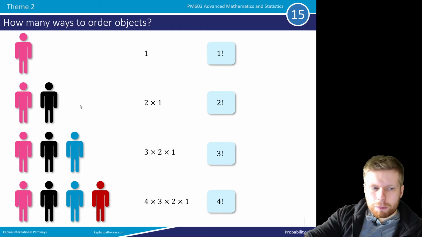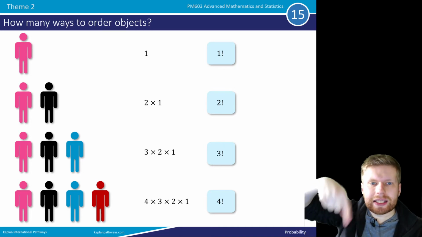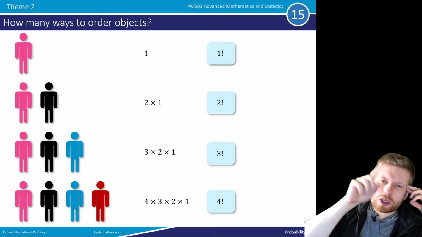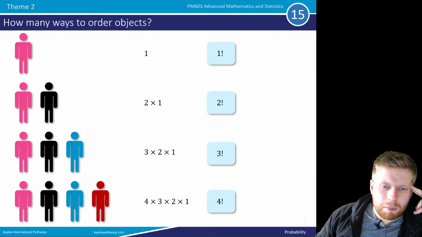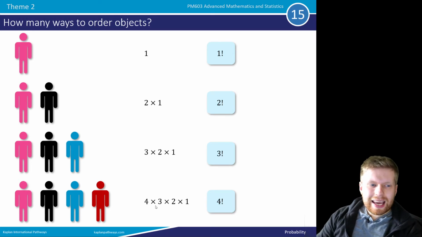So in general, n objects will just be n multiplied by n minus 1 times n minus 2, etc, etc, etc, all the way down. So you're just basically multiplying by the consecutive numbers. You start at the number of objects you've got. In the last example, we had 4 objects. Then you multiply that by consecutive numbers, so 4 times 3 times 2 times 1.